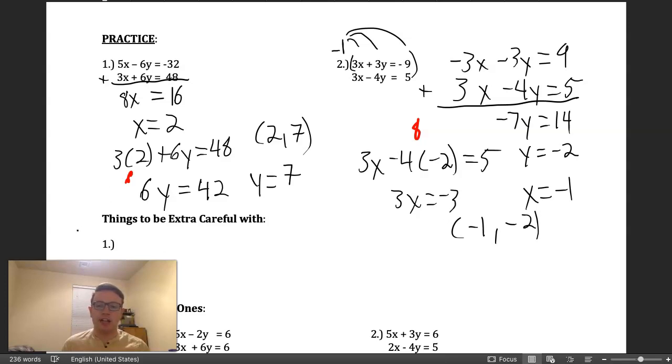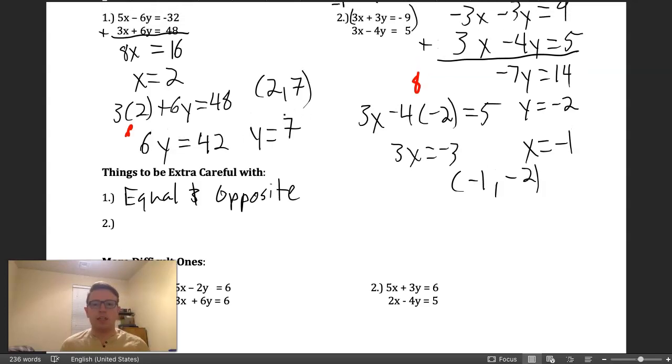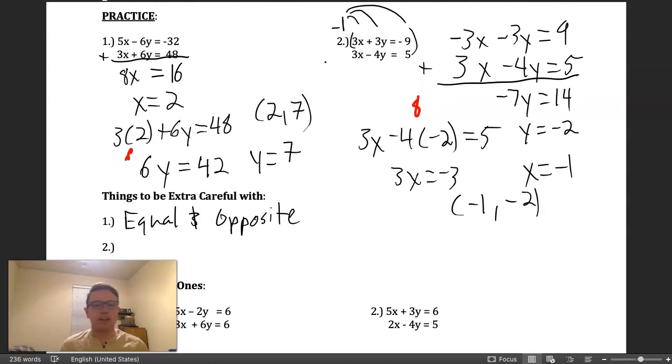Now the things you have to be extra careful on. Make sure these are equal and opposite. We need our coefficients to be equal and opposite. Now I'm not going to lie, I'm going to tell you something here. You can subtract these equations. You can do it that way if you want. However, I find it leads to more errors. That's why I'm only telling you to add. Just make sure your coefficients are equal and opposite, and that way when you add through, you're not having to keep track of too many negatives.